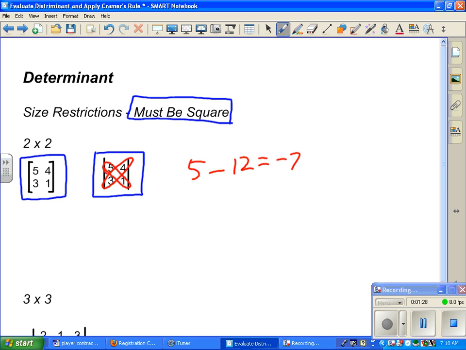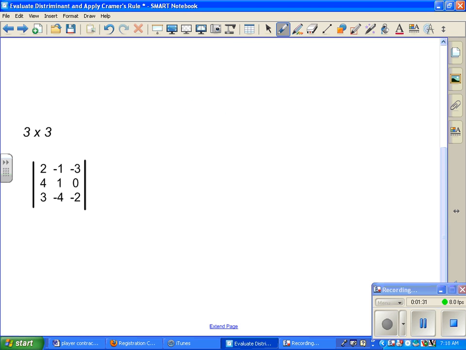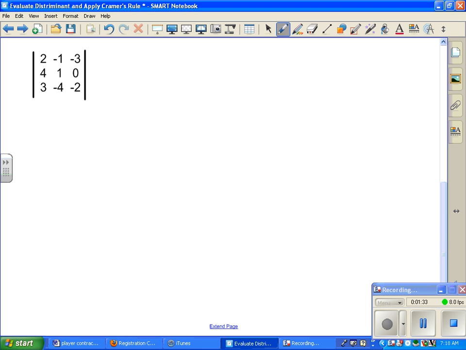Okay? Now, 3 by 3, little different, little more work. We'll get into it here. First thing you're going to want to do on the main diagonal is you're going to want to rewrite the first two rows outside here. So 2, 4, 3, negative 1, 1, negative 4. And you'll see why we have to do this when we get going here. So first thing we got to do is we got to do the main diagonal. Okay? So right there. So 2 times 1 times negative 2.